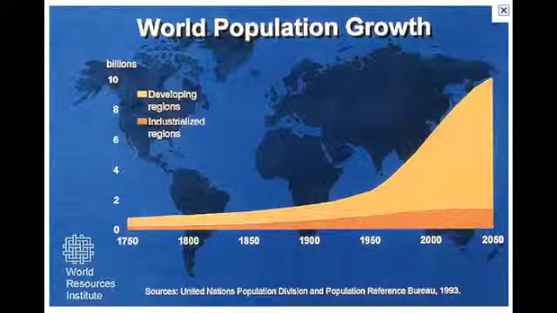This graph shows the growth of the world's population from 1750 to the present, projected to 2050. Look at the change. In 1760, it was less than 1 billion, and by 2000, it was already at 6 billion. This shows how much the population has grown just in 250 years.